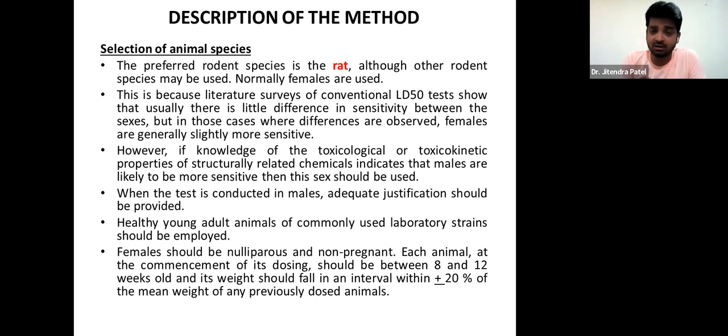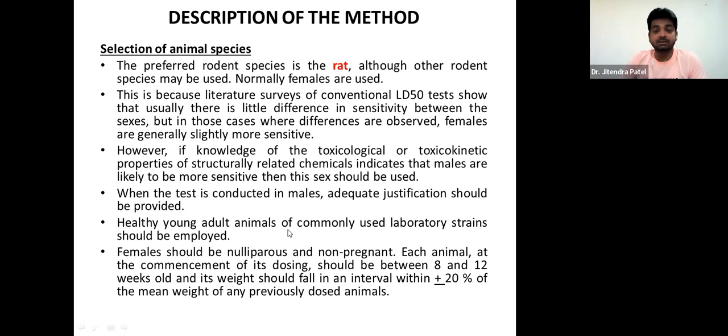So this question will generally be asked: why have you taken the female rat? Or if you have written in your article or thesis that you took the male albino rat for the toxicity study and followed OECD 420, they will definitely ask why you selected the male. So from these guidelines you can quote this particular line and justify that the chemical is known, which is why you selected the male. So this only you have to quote.